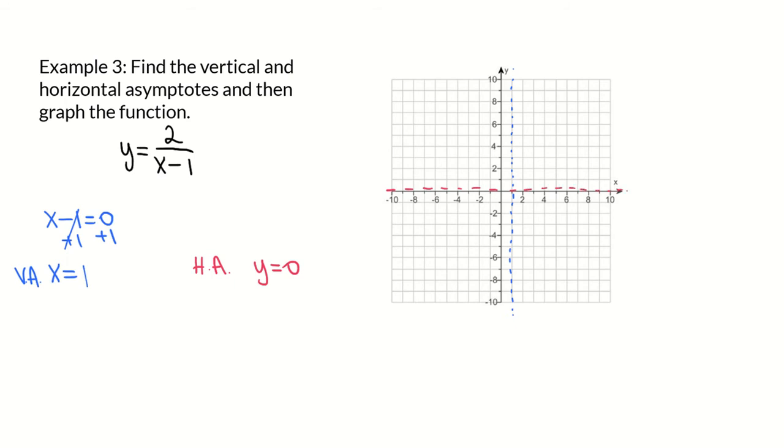Now we plot a few points to see where this graph appears. So let's use the point x equals 0 and plug that into the function. Y equals 2 over 0 minus 1 is 2 over negative 1, or negative 2. So the point 0, negative 2 is on the graph.